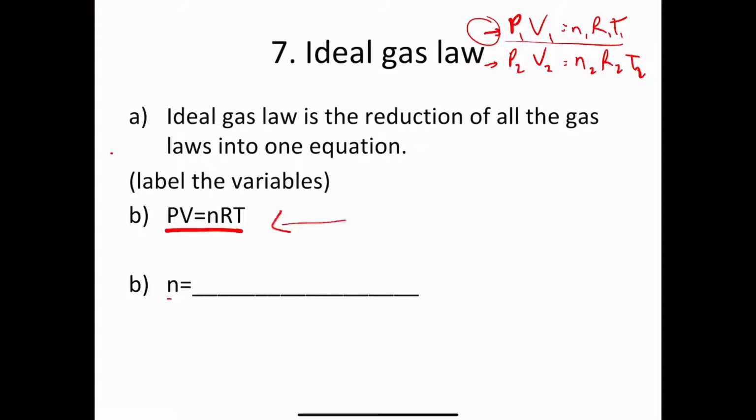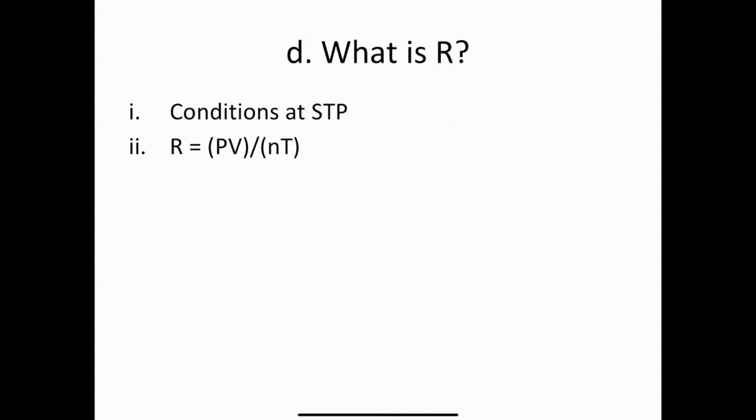So first of all, what is N? We talked about this in the beginning of the chapter, and N is the number of moles. Okay, so that's the N that's in here. And then R is the other thing that we mentioned a little bit in the beginning. This is where we're going to get in a little more depth. But remember, this has to happen at STP, and R equals these conditions at STP, so it basically means PV over NT.